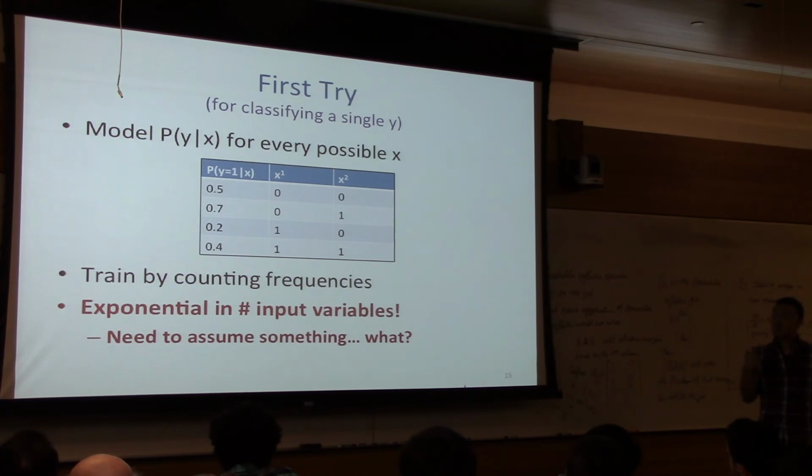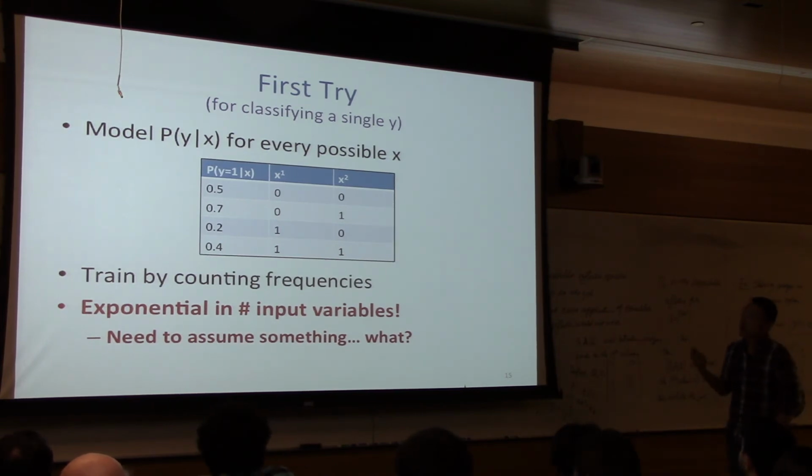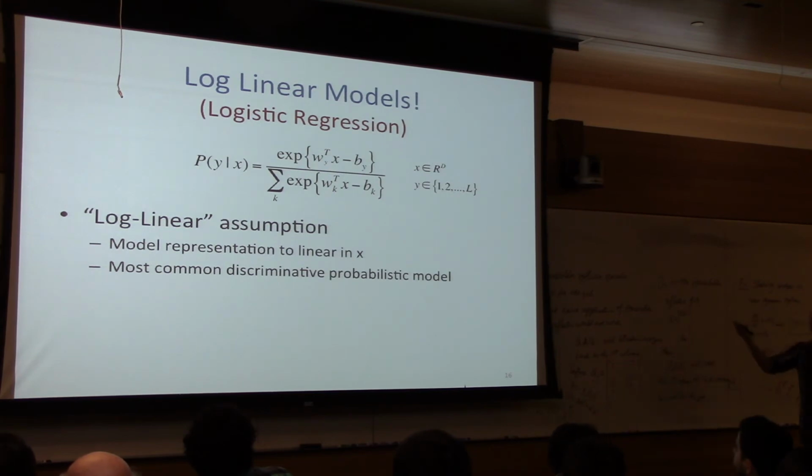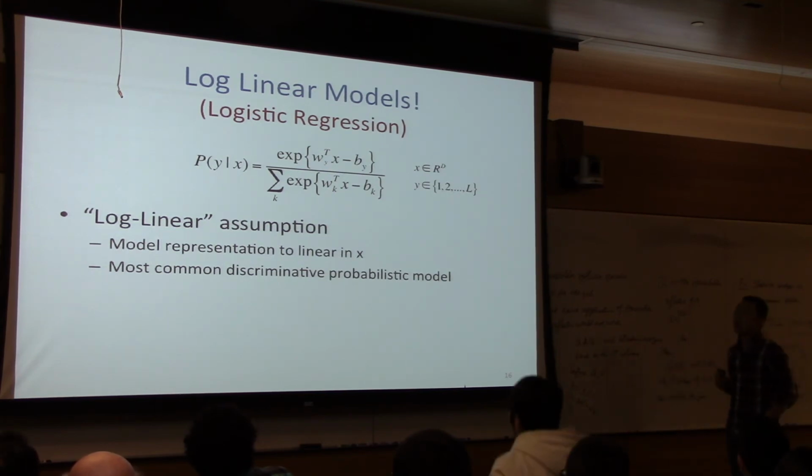So we need to assume something, right? We can't just do this. We need to assume some additional structure. What should we assume? I would normally ask the class, but the answer is something that I already repeated about 5 times in the first 10 minutes. So the answer is logistic regression, which is also known as a log linear model.